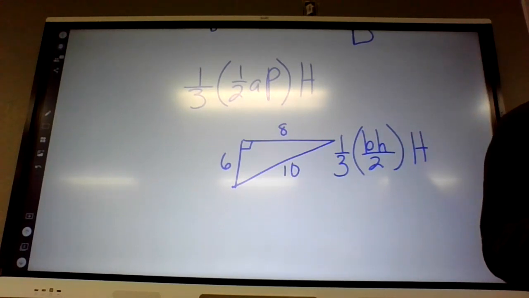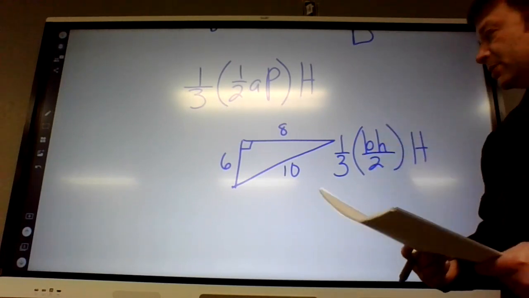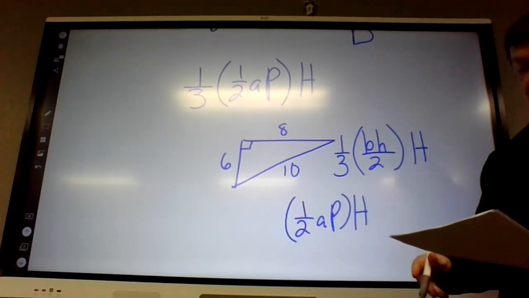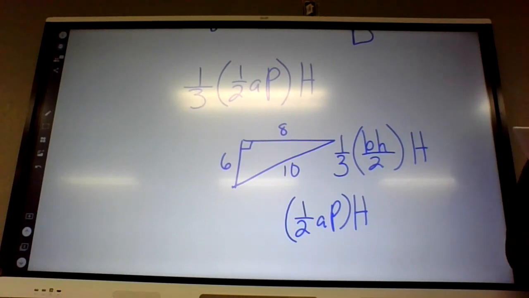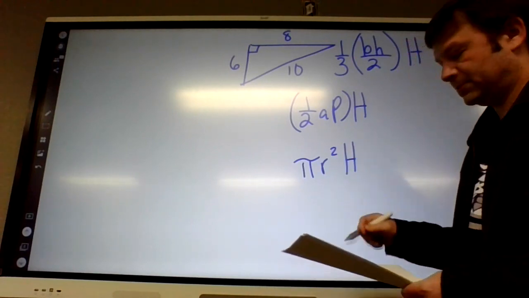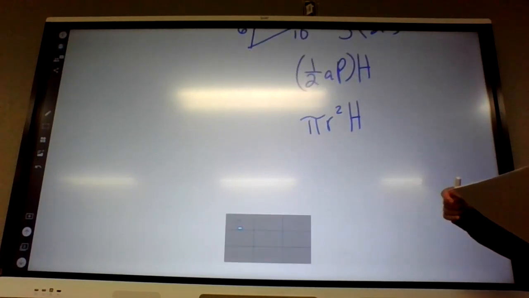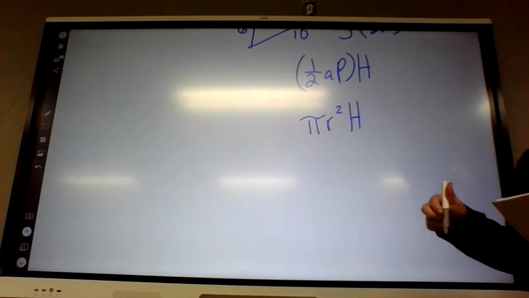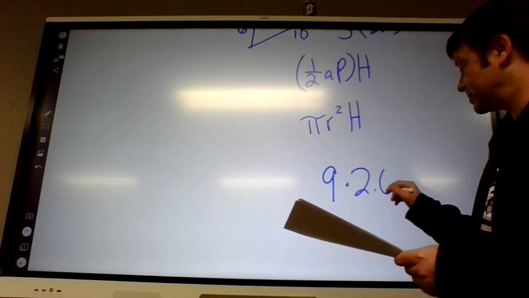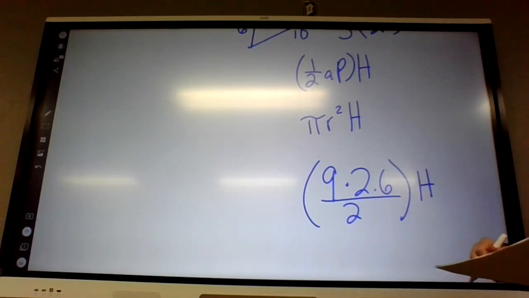But on 17, the area of the base is a regular pentagon. So you have to use the 1/2 apothem perimeter times height. 18 is a cylinder, so you have to use pi r squared times height. Talked about that one already. And then 20, looks like the base of that triangle is 9, and the height of the triangle is 2.6. You divide that by 2, and then do that times the height of the prism.